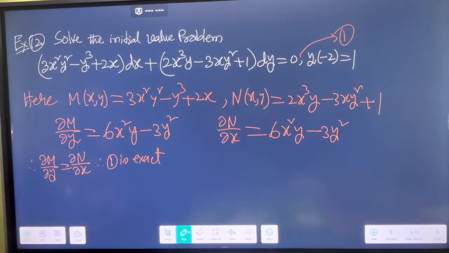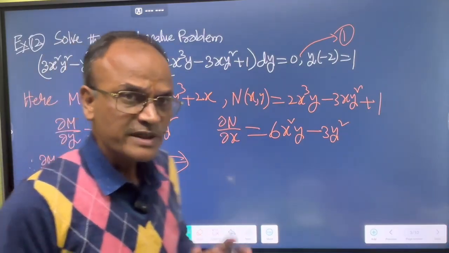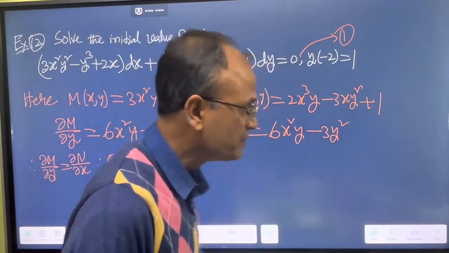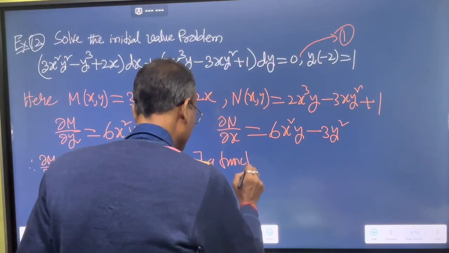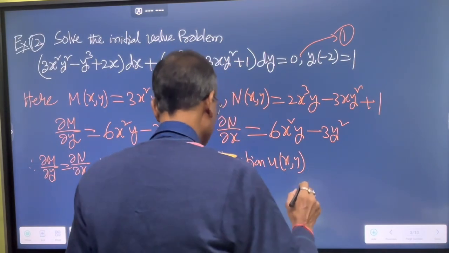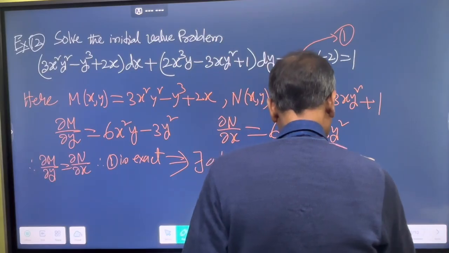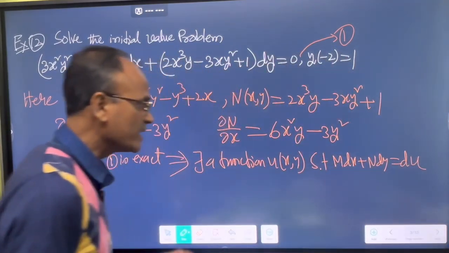Therefore, 1 is exact. This means that there exists a function u of x and y such that M dx plus N dy equals du.